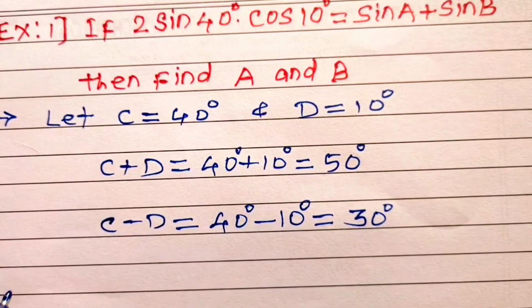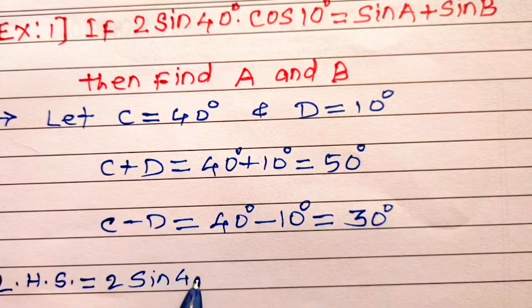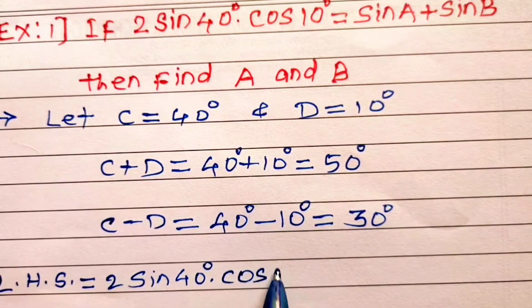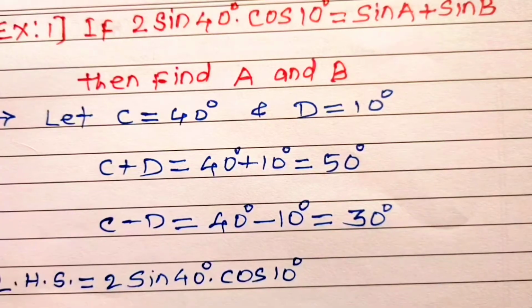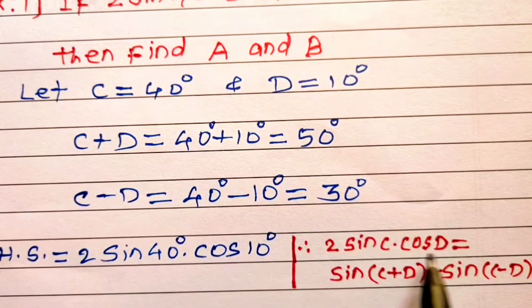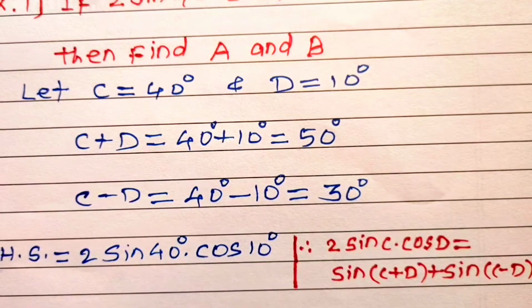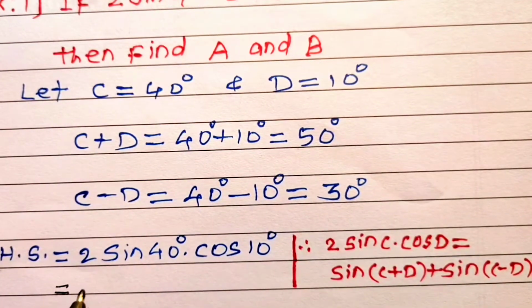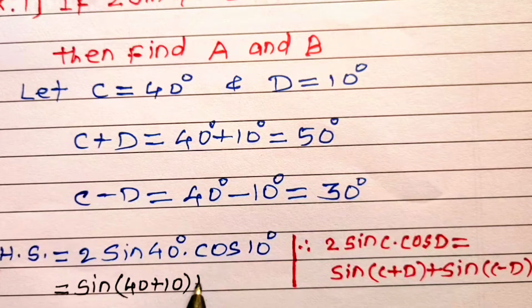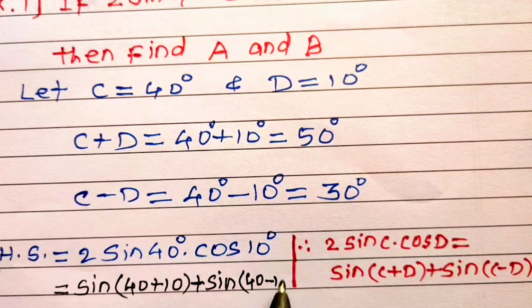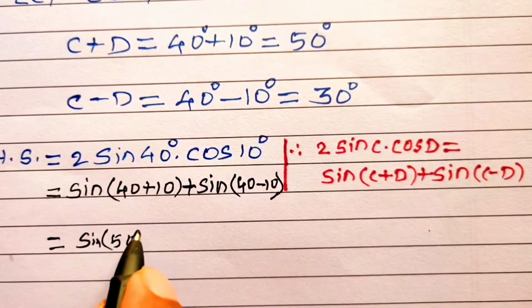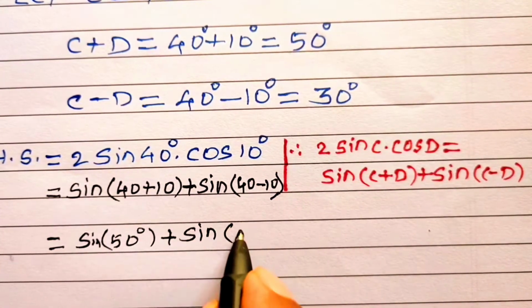Now take LHS of the given statement. LHS is equal to 2 times sin of 40 degree into cos of 10 degree. But we know the formula 2 times sin C into cos D is equal to sin of (C plus D) plus sin of (C minus D). So applying this formula, this can be written as sin of (40 plus 10) plus sin of (40 minus 10), which is equal to sin of 50 degree plus sin of 30 degree.